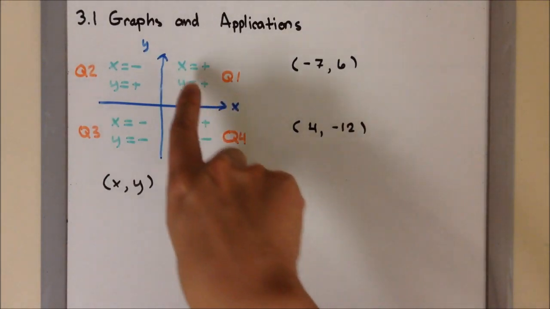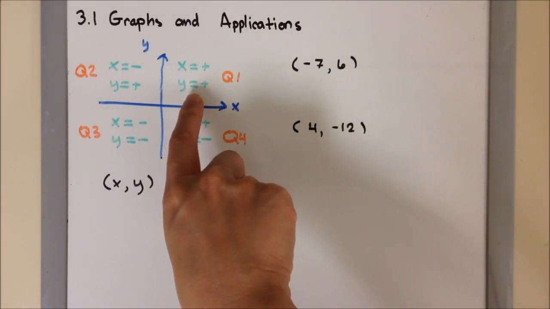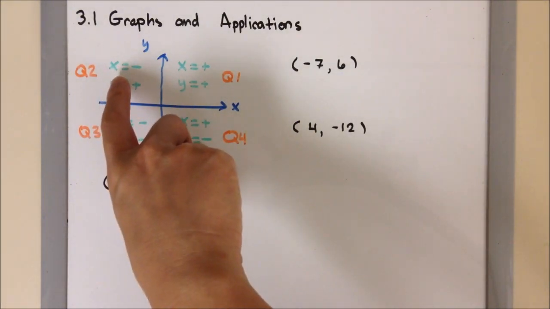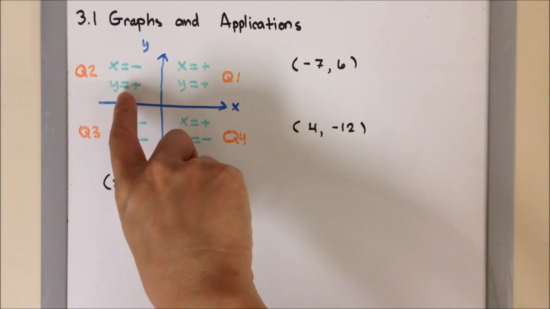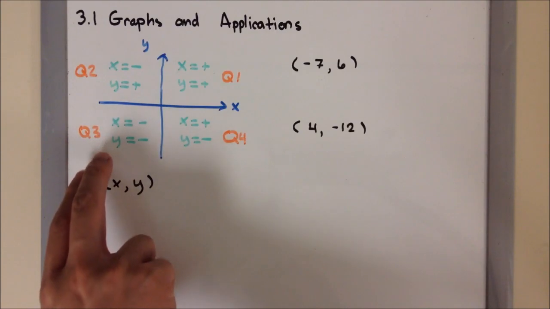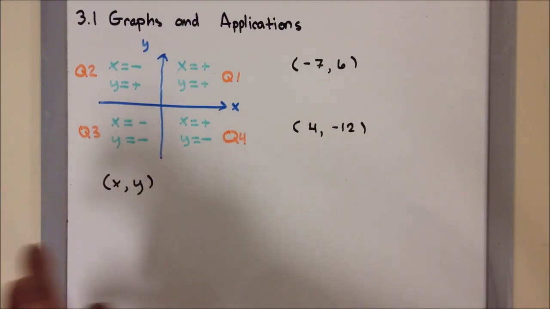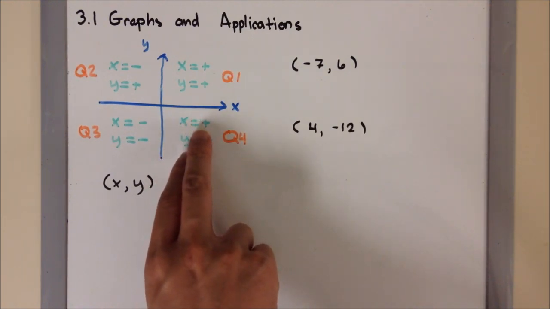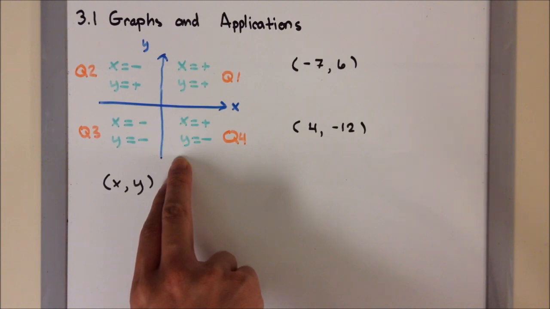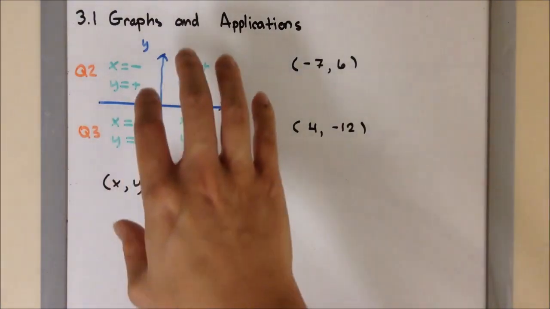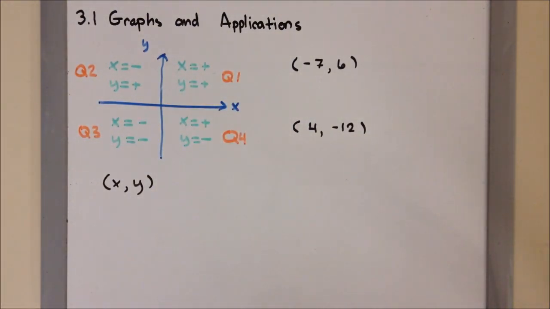In quadrant 1, our x and our y values are positive numbers. In quadrant 2, our x will be a negative value and our y will be a positive value. And in quadrant 3, both x and y will be negative values. In quadrant 4, the x value will be positive, while the y value will be negative. So as long as you have this in your notes and memorize it, it will be fairly simple to determine which quadrant a coordinate point lies in.